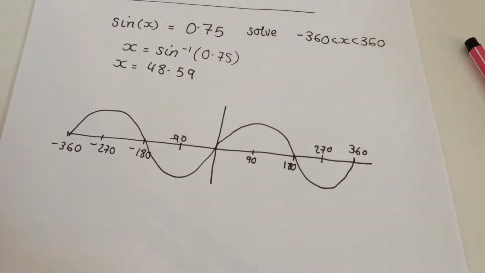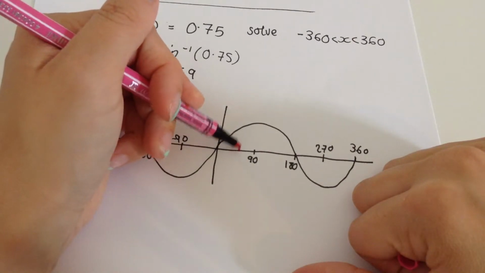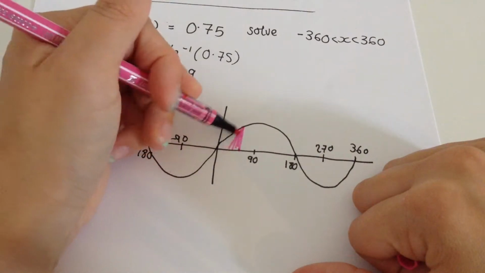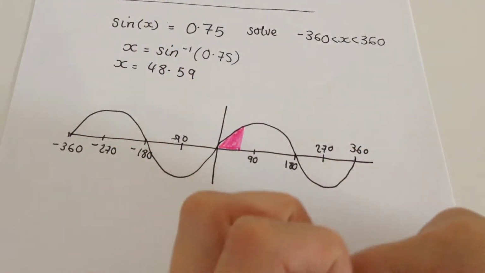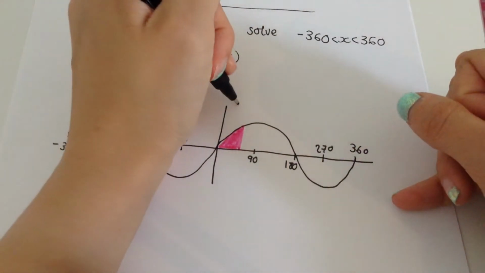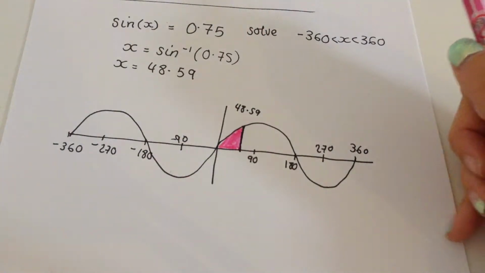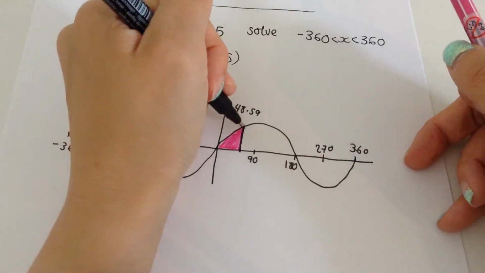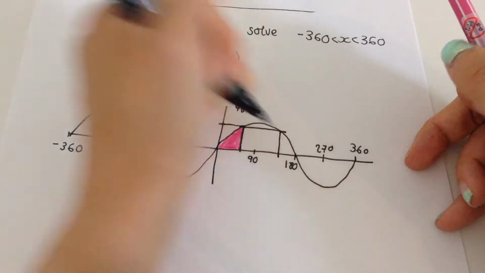Okay, so one of them is 48.5, so let's just put that here. And then, are there any others that have the same value? Well, there's going to be one there.